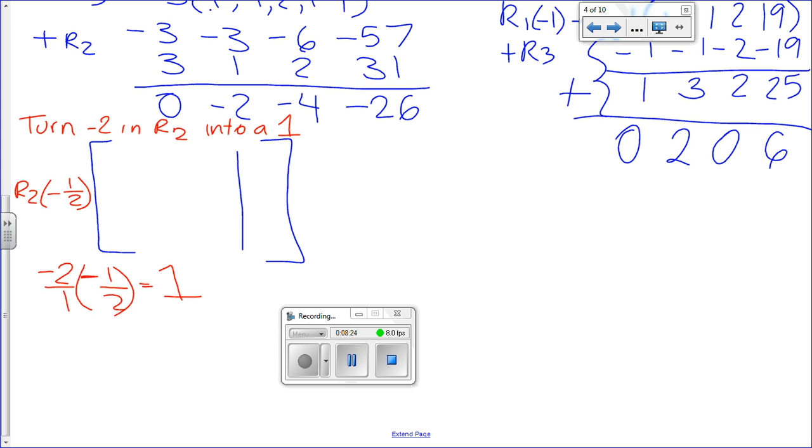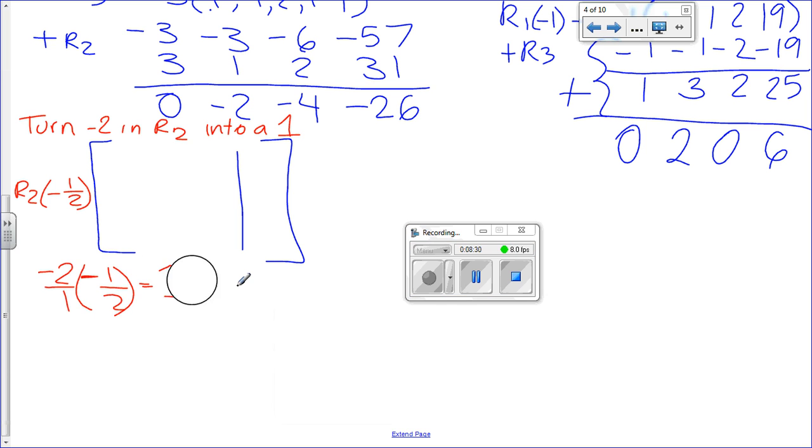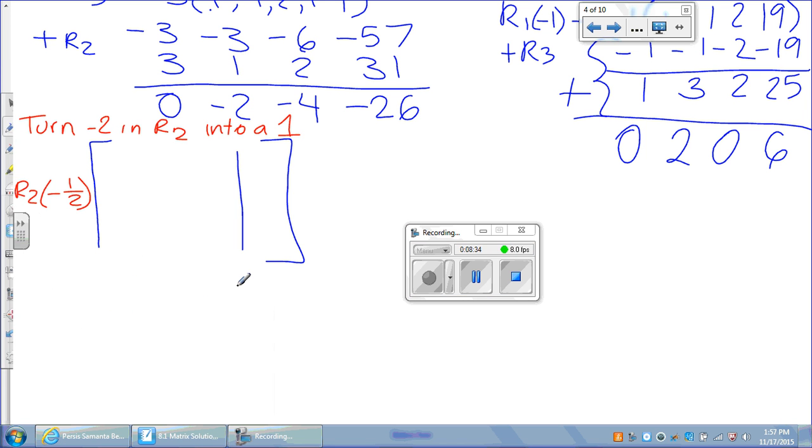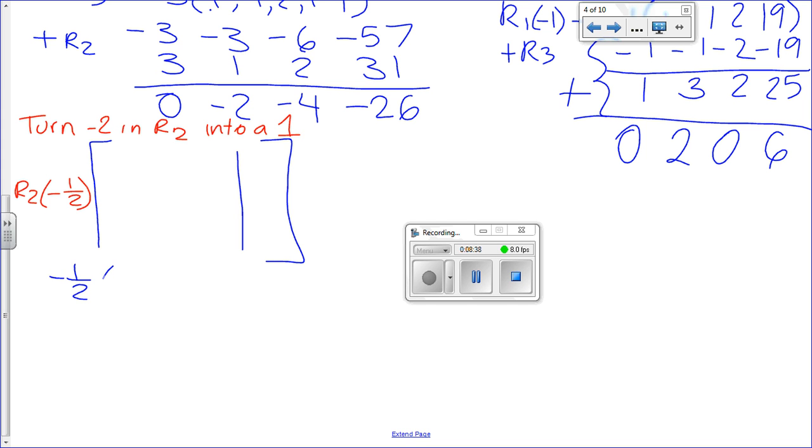So, Chris, tell me what was R2, please. R2 is 0, negative 2, negative 6. Before multiplying? Negative 2, what else? Negative 4. Negative 26.